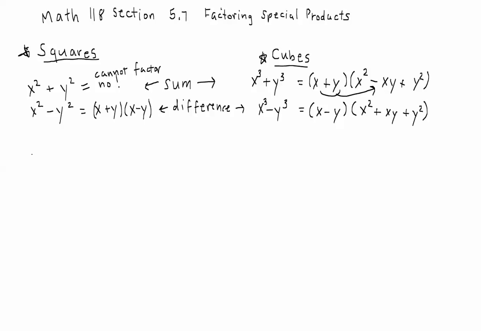So for example, let's say you have x squared plus 16. X squared is a square, 16 is a square. But because it's the sum, you cannot factor that.